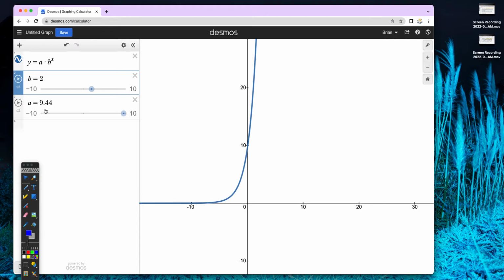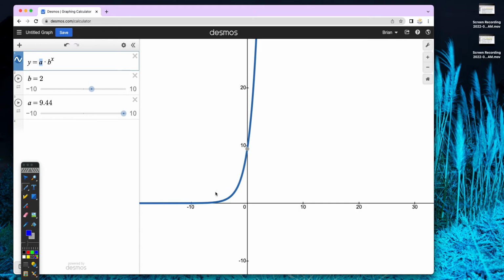So if I was to stop it right there at 9.44, and I was to look at our y-intercept, I get 9.44. So speaking graphically, a is the y-intercept. The reason why that makes sense is if someone was to put in 0 for x, b raised to the power of 0 would give us back 1. So this entire term would become 1. And then you would have 1 times a. And so a will always be the y-intercept of your exponential graph. In terms of word problems and contexts, it's the initial value.